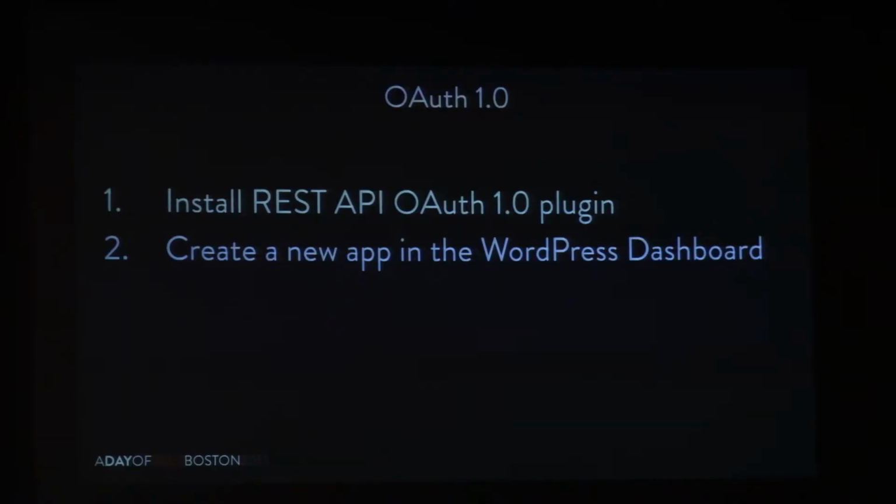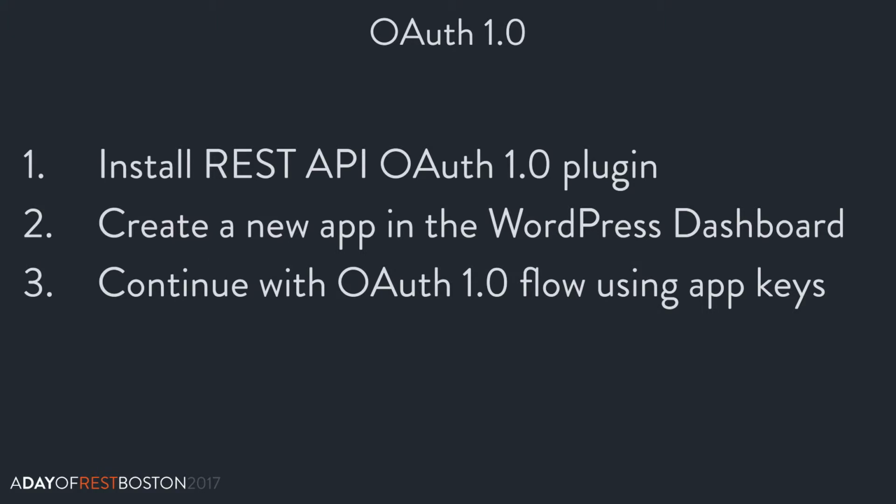You have to do the same thing with WordPress. And because WordPress is not one system, as in all WordPresses are completely separated from each other, you have to do this on every single WordPress site that you want to communicate with. More on that later, and how making that a little simpler. So step 3 is we can just continue as usual with the OAuth 1 protocol using the app keys that we get from WordPress.